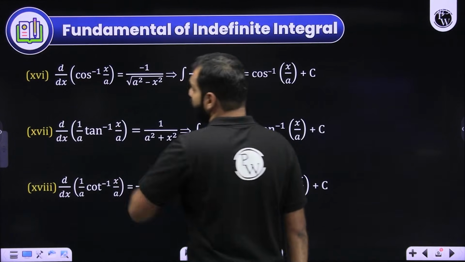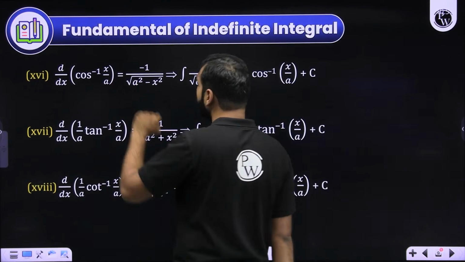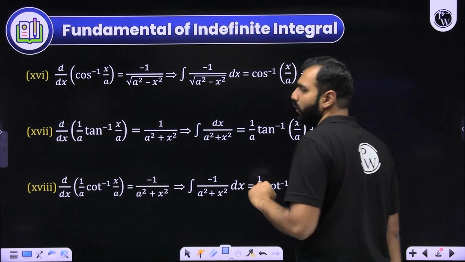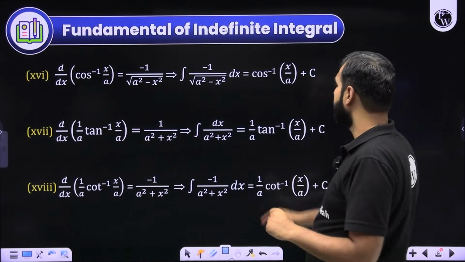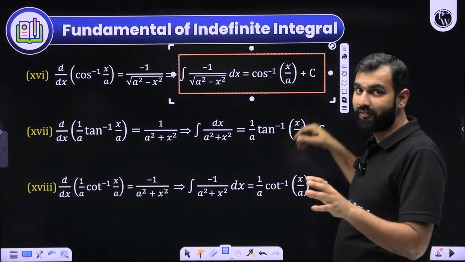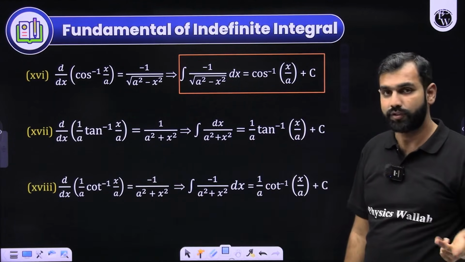The derivative of cos inverse x upon a is minus 1 upon under root a square minus x square. So if you are dealing with minus 1 upon under root a square minus x square, the integration of this expression can be written as cos inverse of x upon a. And if I take this minus sign outside, I could write it as minus of sine inverse x upon a as well.